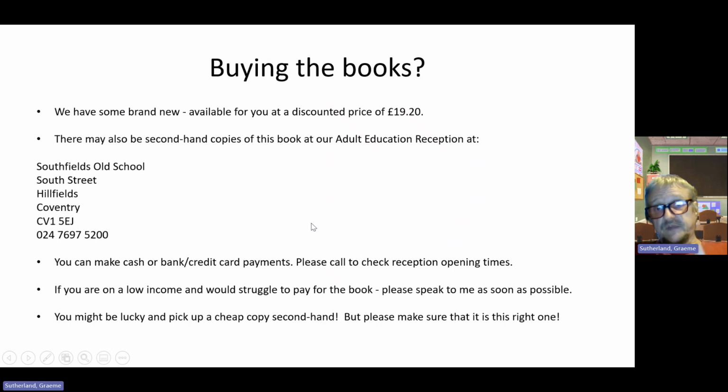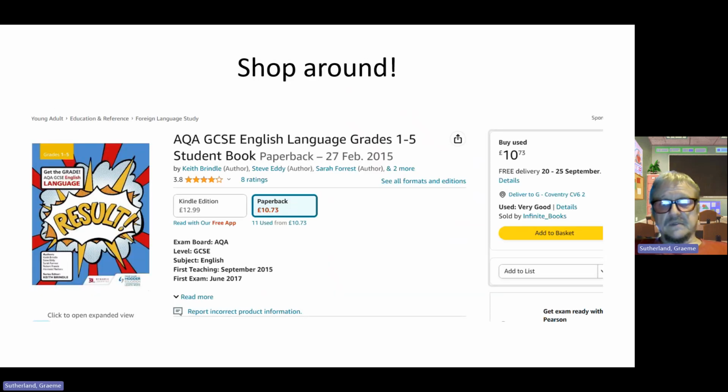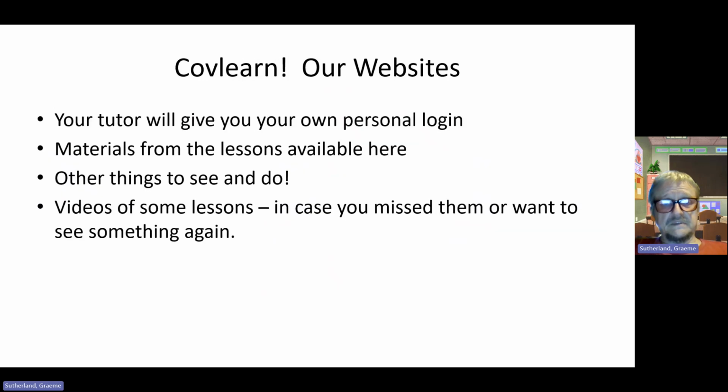There are also ebooks and Kindle versions of the textbook. So as long as you've got access to this book, it'll be better for you. They're great revision tools, and the teachers do work with them as well in the class. Shop around and let us know if you're having real problems.